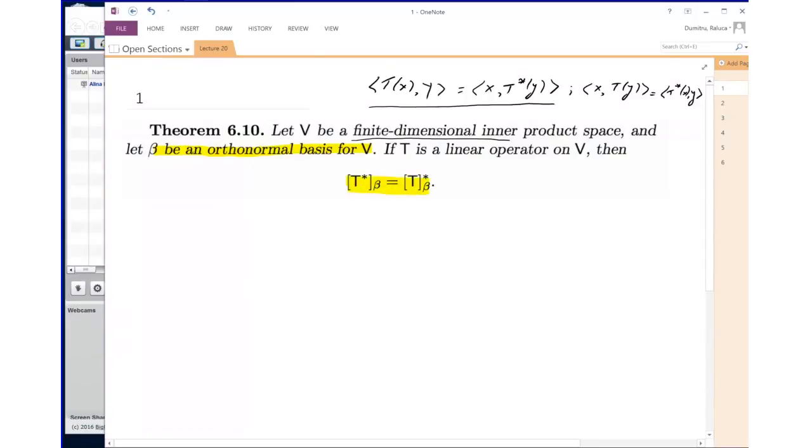So if beta is orthonormal, then T star has the property that the matrix of T star in the basis beta is the same as the adjoint of the matrix of T in the basis beta. And the proof is not complicated at all. So let's call A the matrix of T in the orthonormal basis beta, and B the matrix of T star in the orthonormal basis beta, which is, let's say, V1 through Vn.